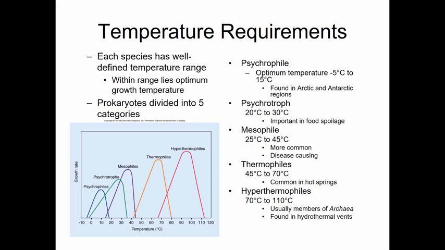What you see with each one of these is the categories, the classifications of the prokaryotes. Within each one of these, you have a minimum, a maximum, and an optimum range where their growth rate is best. Okay?